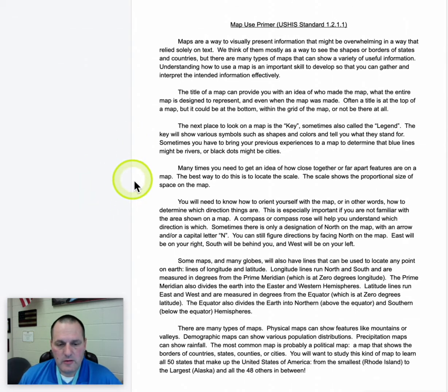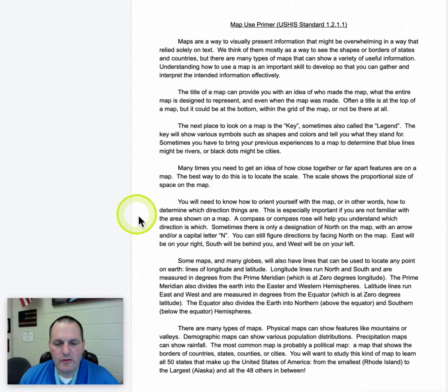Many times you need to get an idea of how close together or far apart features are on a map. The best way to do this is to locate the scale. The scale shows the proportional size of space on the map.